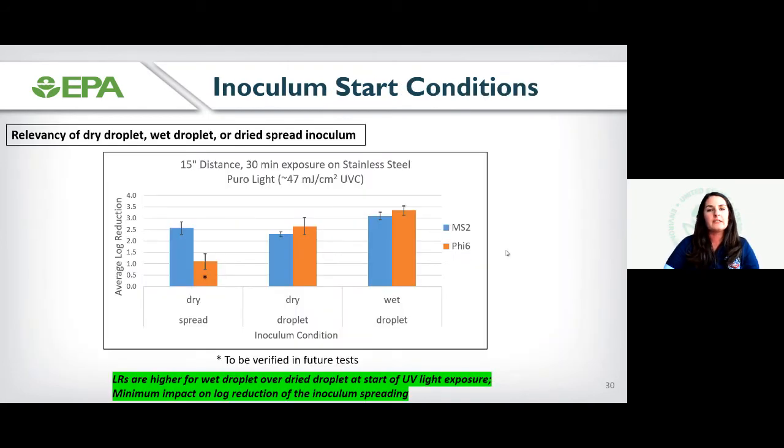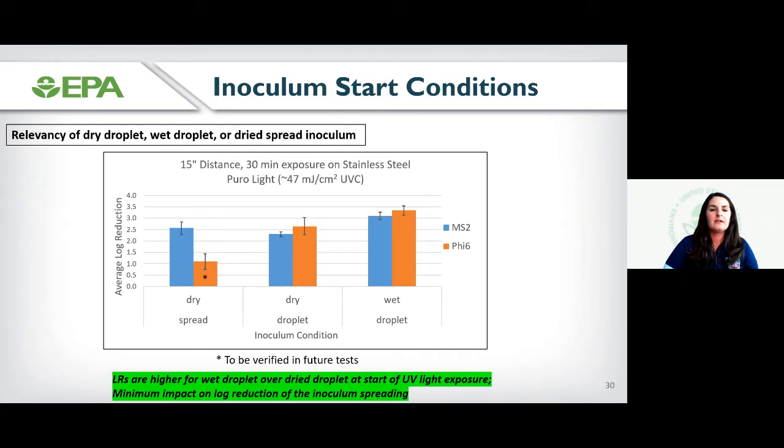So we also investigated the impact of the inoculum condition at the start of the experiments. We looked at whether the droplets were wet versus dry and whether the inoculum was spread out versus left as a droplet. And essentially, we saw that generally speaking, wet inoculum or wet droplets tended to be easier to inactivate or lead to a higher efficacy than dry droplets.